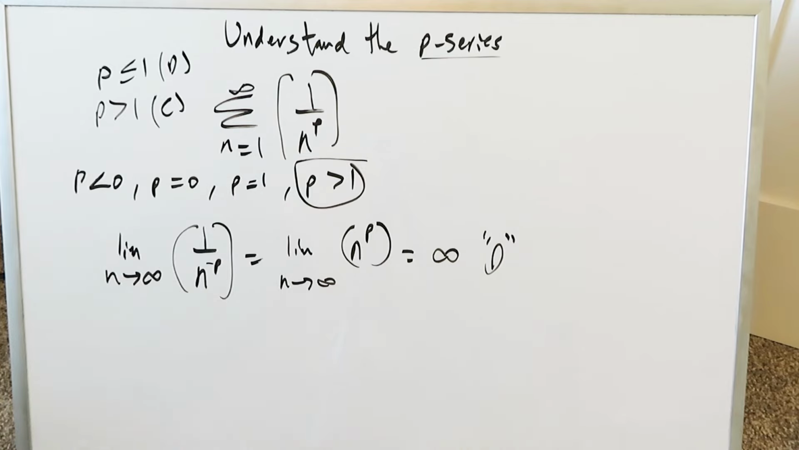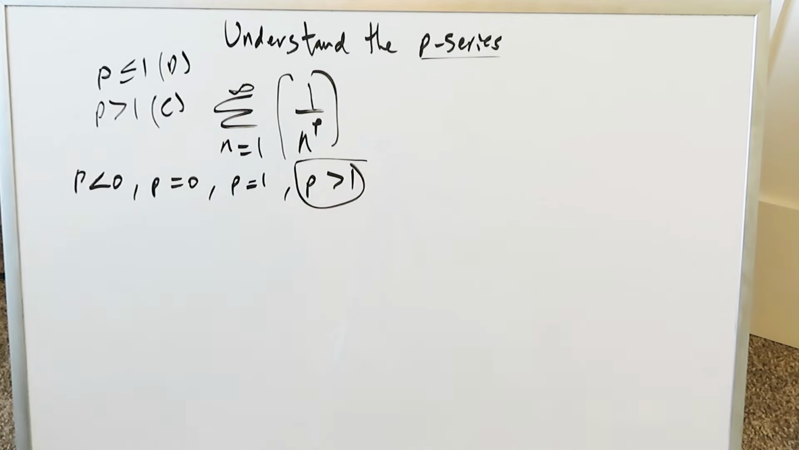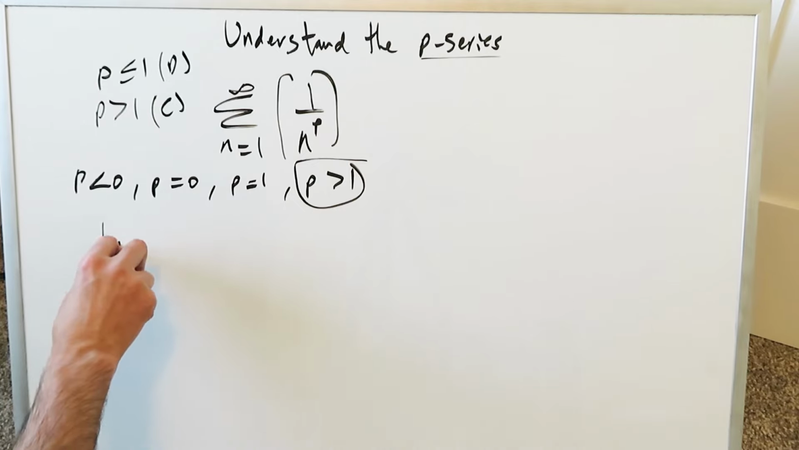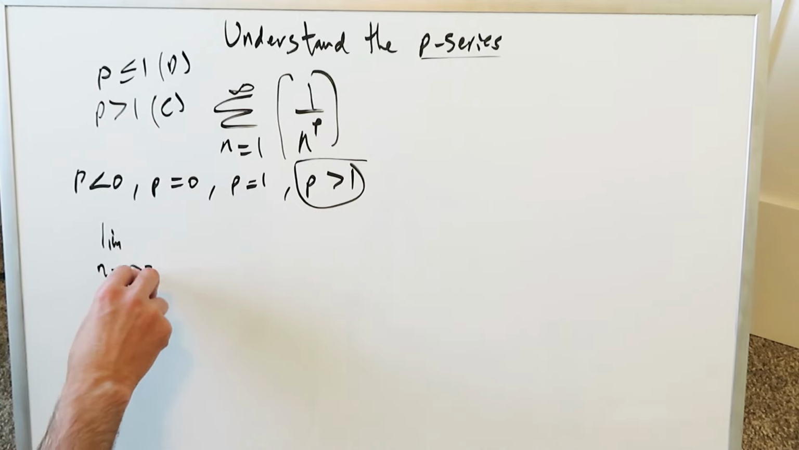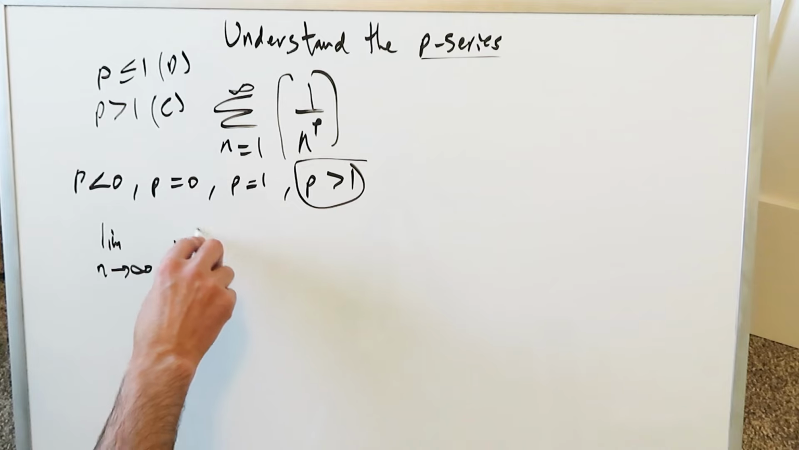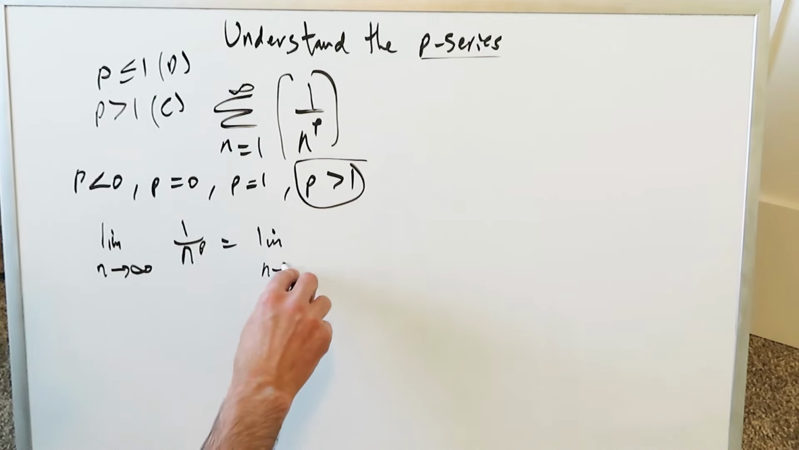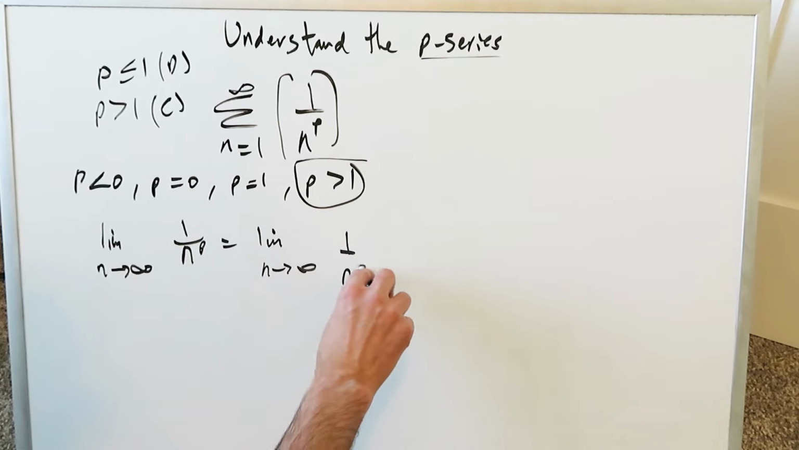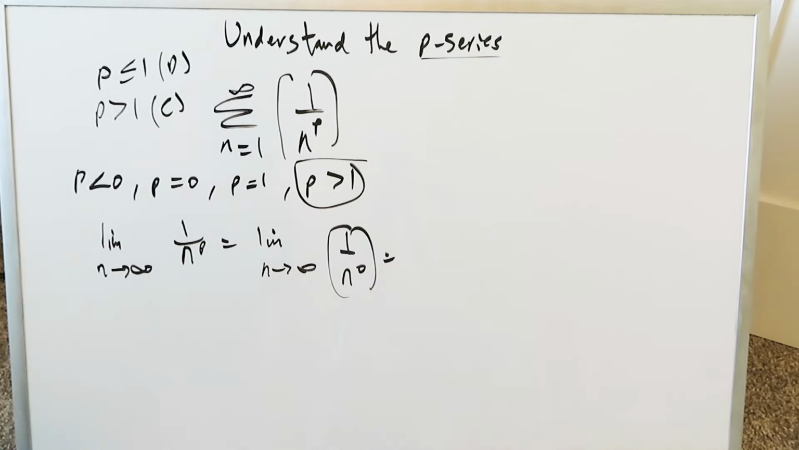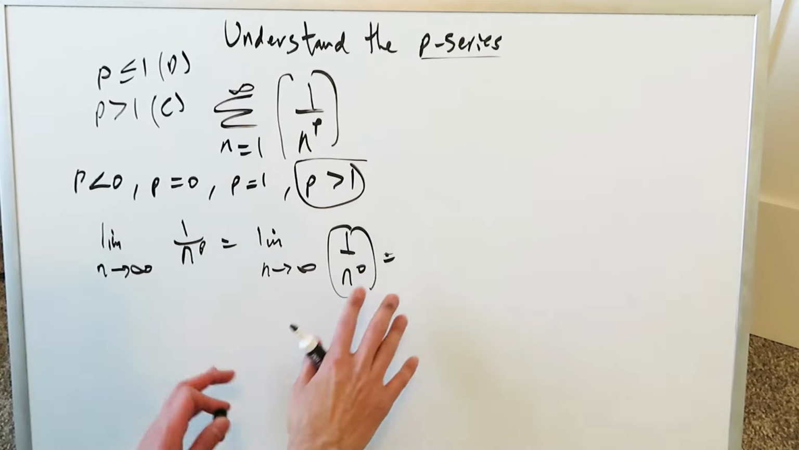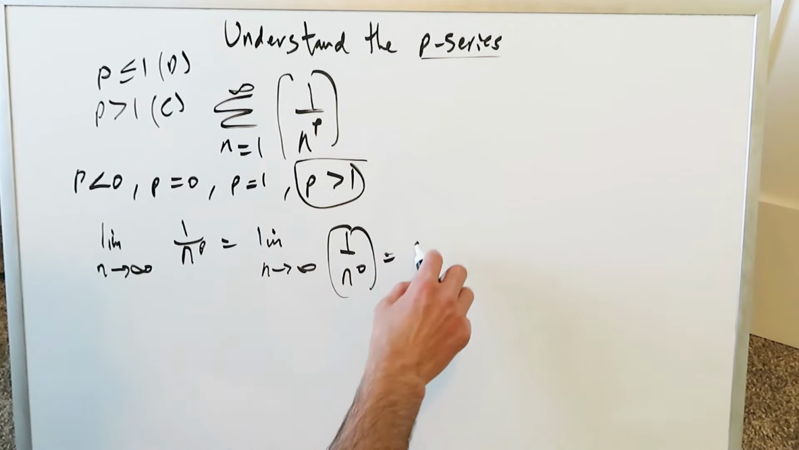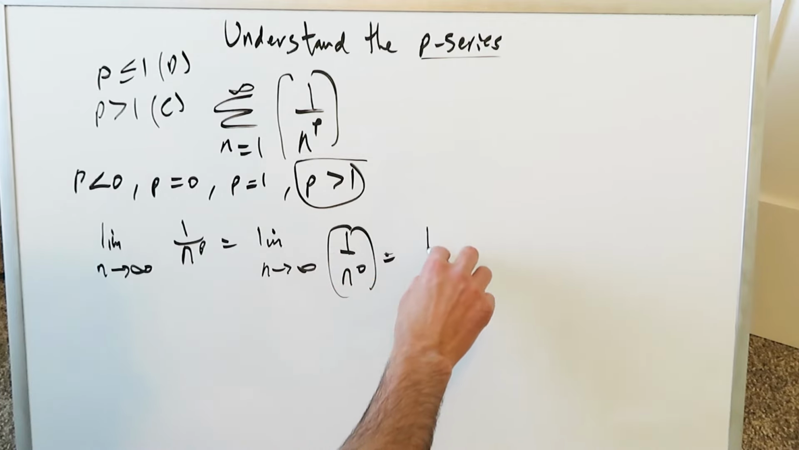So this was your scenario 1, and now when you have p equal to 0, look at this limit as n approaches infinity of 1 over n to the power of p. When you put p equal to 0, you have the limit as n approaches infinity of 1 over n to the power of 0. What happens when you have 1 over n to the power of 0? Any quantifiable number to the power of 0 is 1.